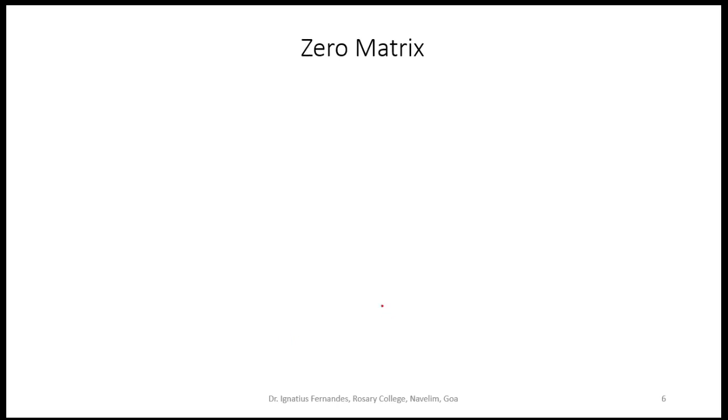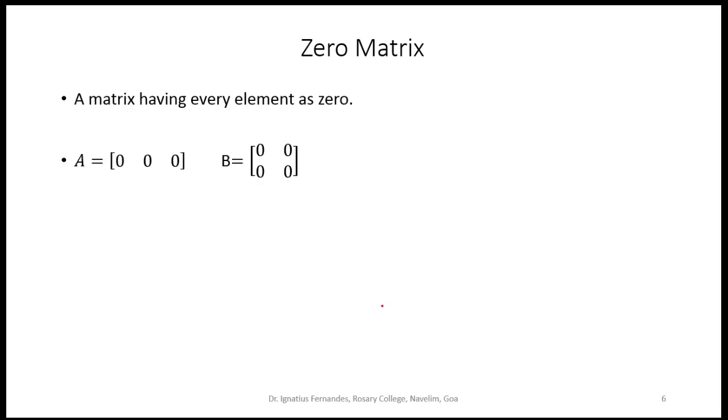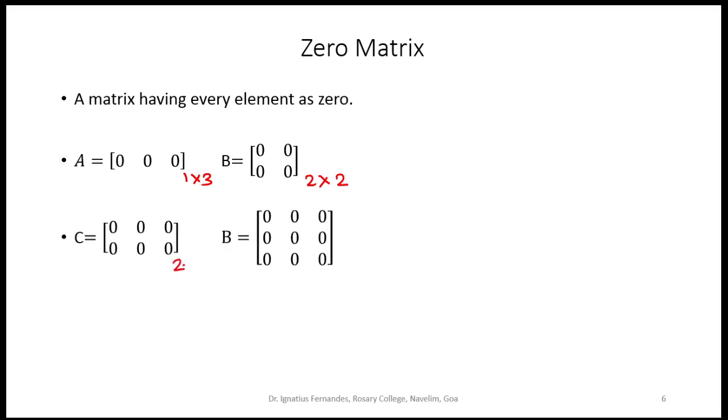Then a zero matrix, as the name suggests, is a matrix having every element as 0. This is a 1 by 3 zero matrix, the matrix A. This is a 2 by 2 zero matrix, all the elements in the matrix are 0. This is a 2 by 3 zero matrix, 2 rows and 3 columns. This is a 3 by 3 zero matrix.